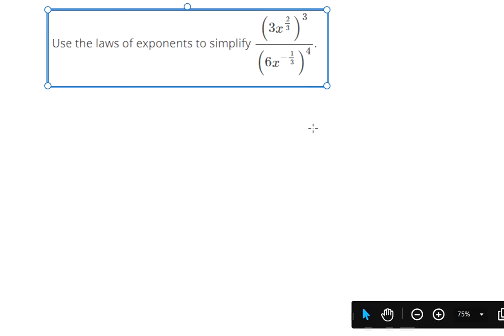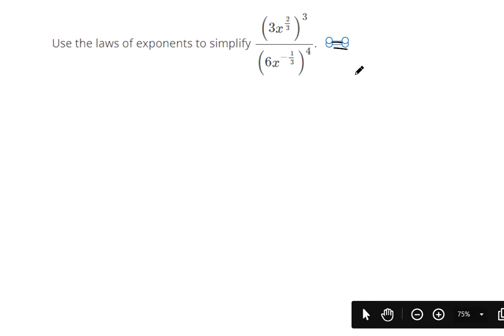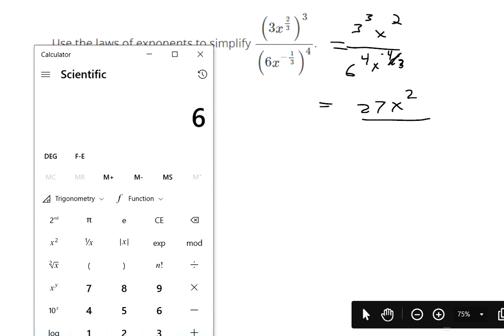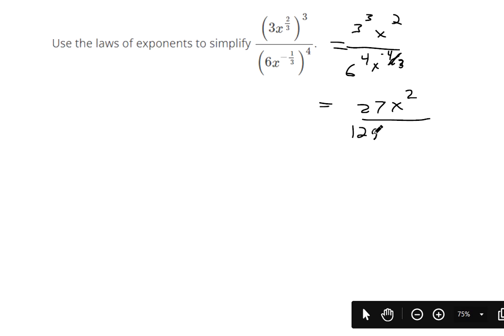And the last one I got here, just like the first one, that's 3 to the 3rd, x to the 2nd, because 2/3 times 3. And then you got 6 to the 4th, x to the -4/3. That's a division symbol. So 3 to the 3rd makes 27. 6 to the 4th makes, I don't know, makes 1,296. That's x to the 4/3.